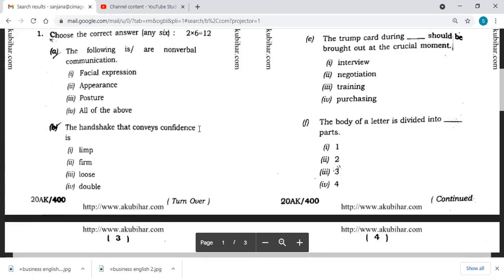What is the right answer? Limp, firm, loose, or double? Yes. You need to know the meaning of limp. That is why the MCQs need a lot of vocabulary update.